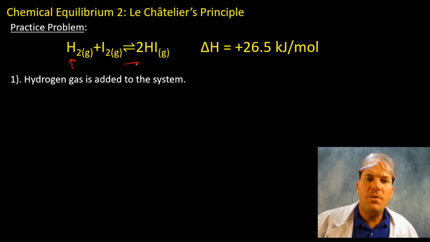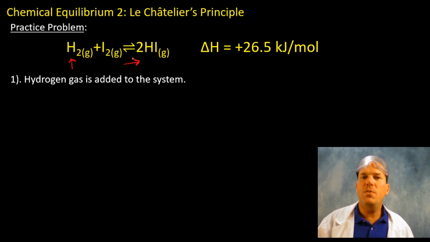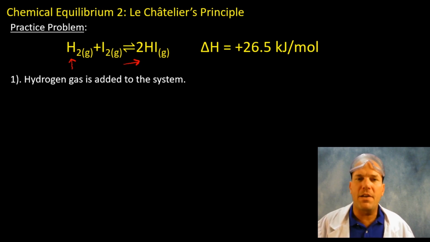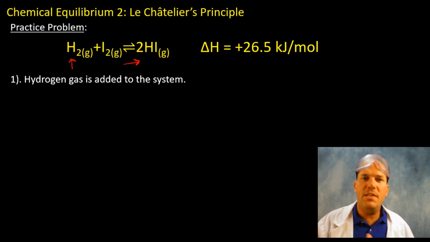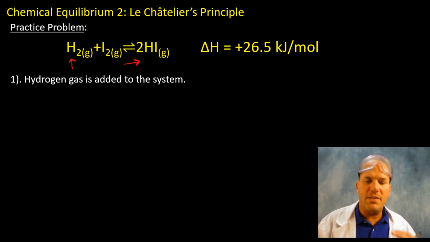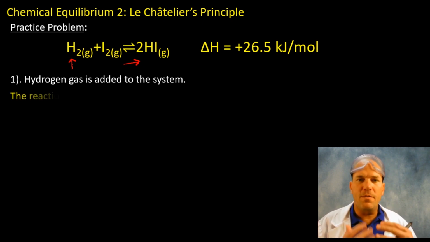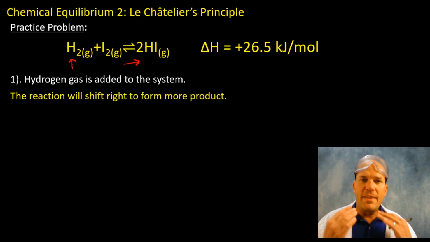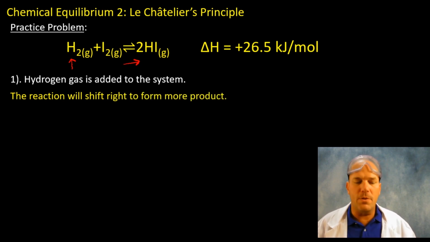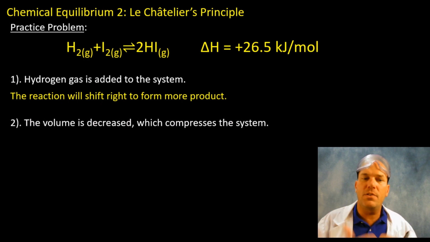It's going to push to the right. It's going to now favor the forward reaction, and we're going to see the concentration of the product, hydrogen iodide gas, increase as a result of this particular stress. This is Le Chatelier's principle. Let's look at another stress.